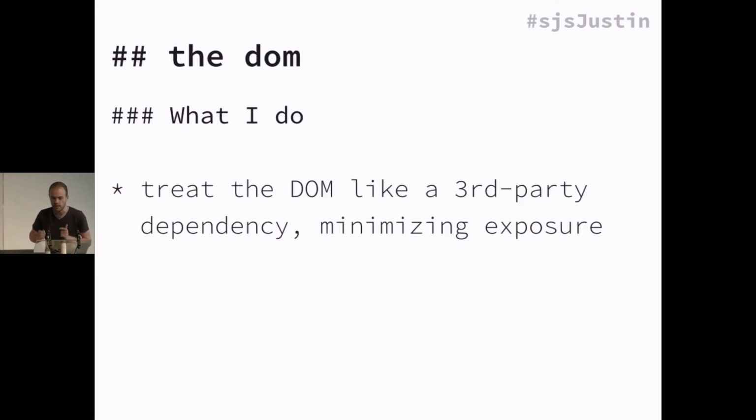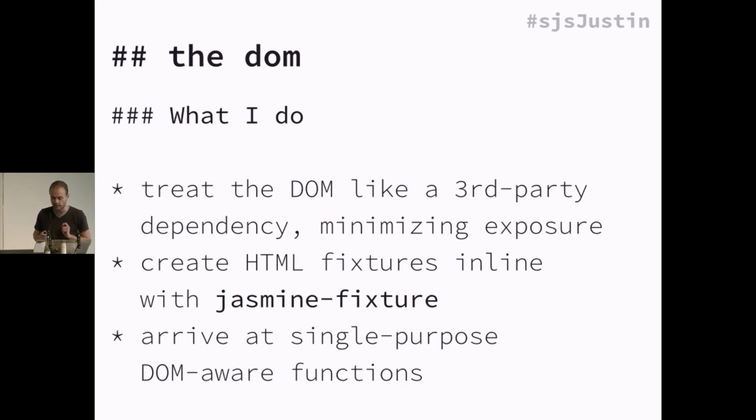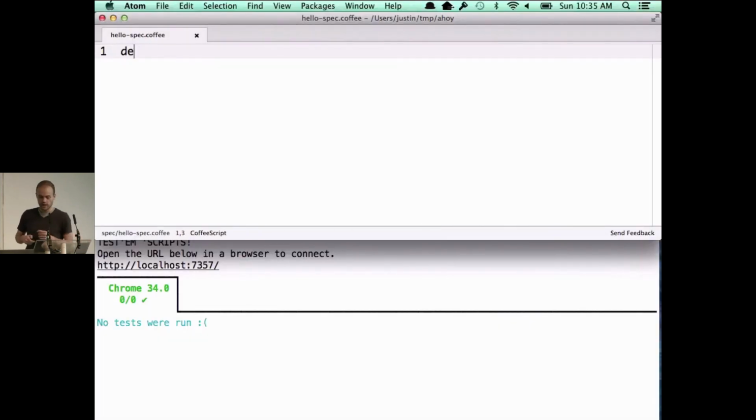So what I do instead is I treat the DOM like a third-party dependency, and I minimize my exposure. I keep it out at the periphery, just like network requests or third-party APIs. But when I do have to write tests against the DOM, I create my HTML fixtures super tiny, inline, with a convenient tool that we wrote called Jasmine Fixture. You'll see that in a second. And the goal here is to arrive at single-purpose DOM-aware functions that do just one thing, do it well, and then are composable. So in an example here, imagine that you have a secret magical door.